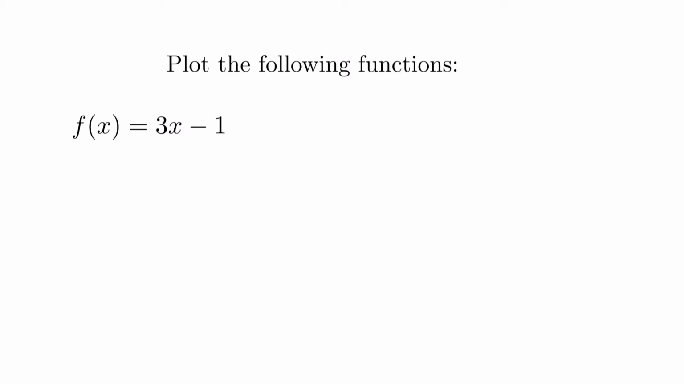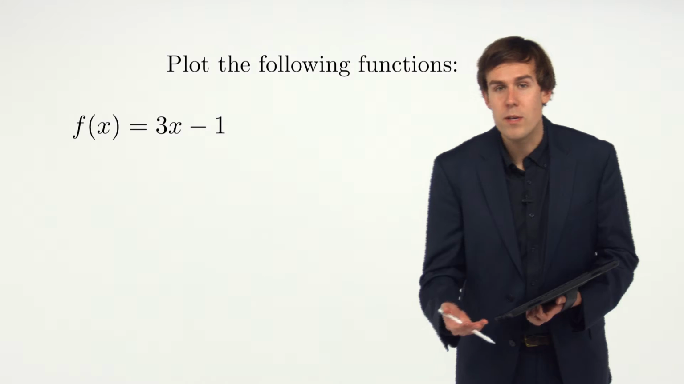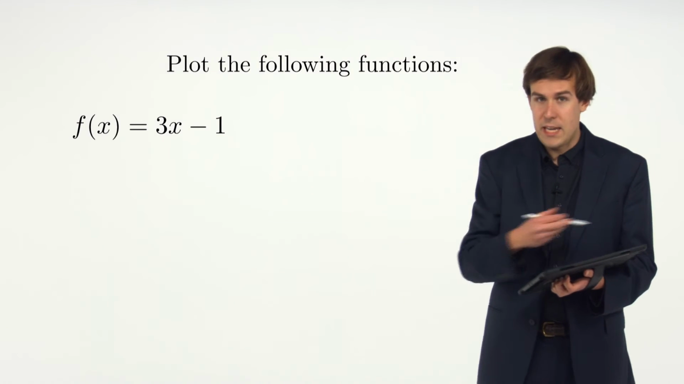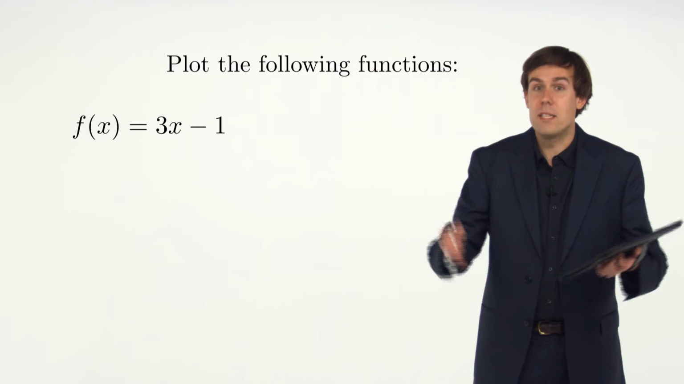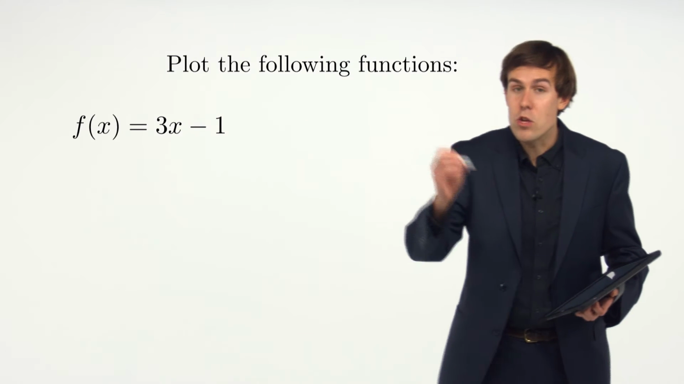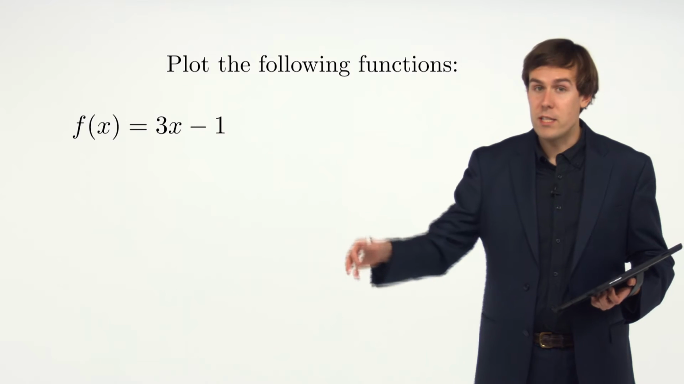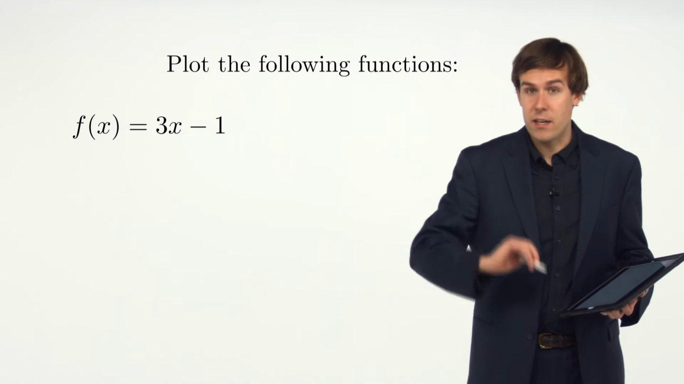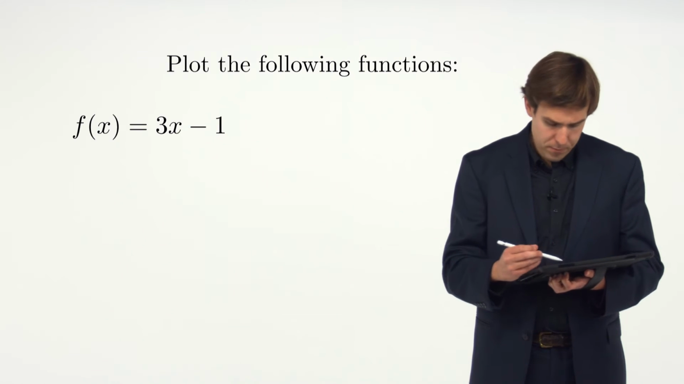So let's use this to plot a few functions. For these, what I want to do is not list many point values. I don't want to make a table and then connect points that I get from this table. I want to use the principles of translating, both in and outside of the argument, and reflecting to understand the big picture here.